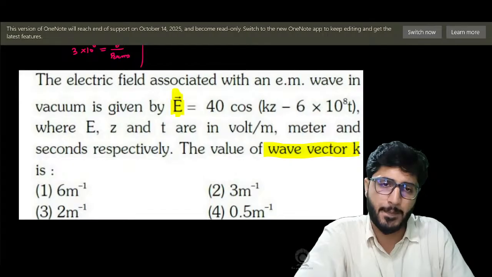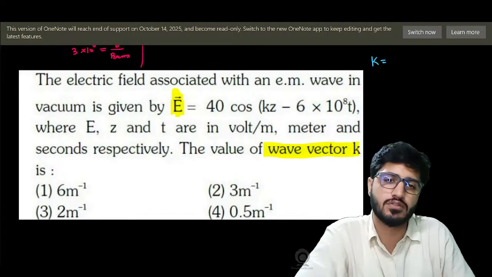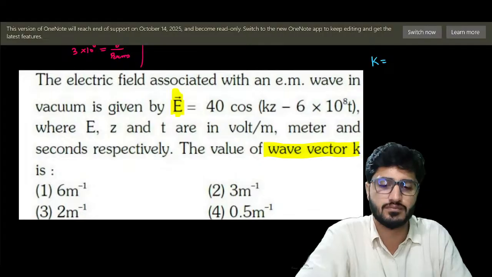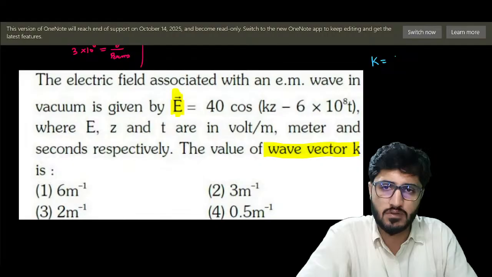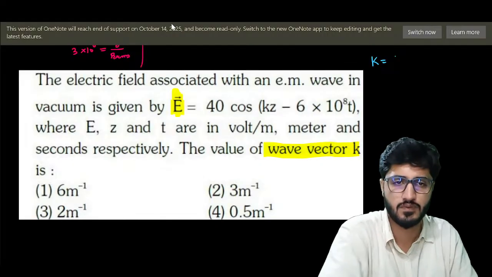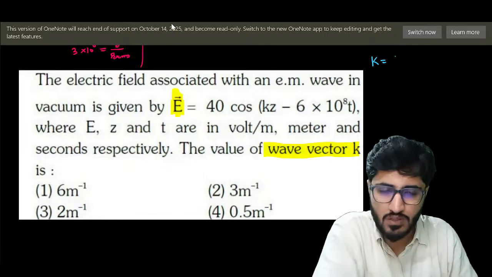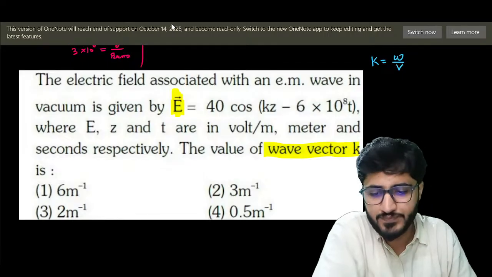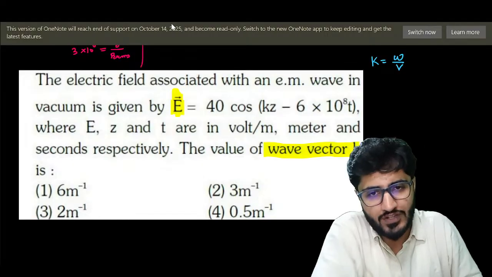So do you know that there is one more formula that you need to remember, that k is equal to omega by v. Omega by v. Okay. Now you can see this formula.